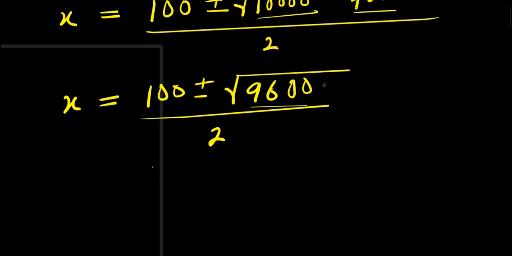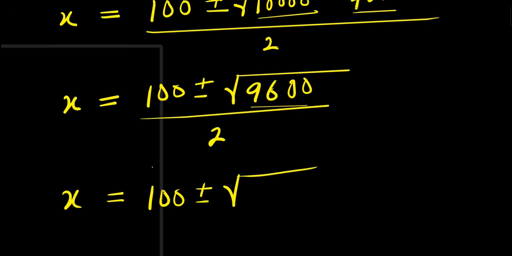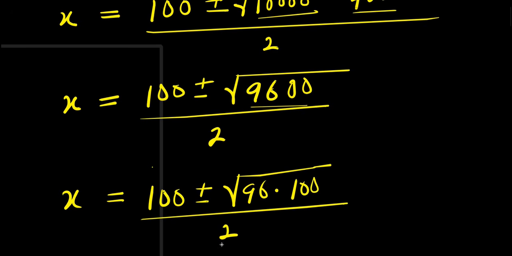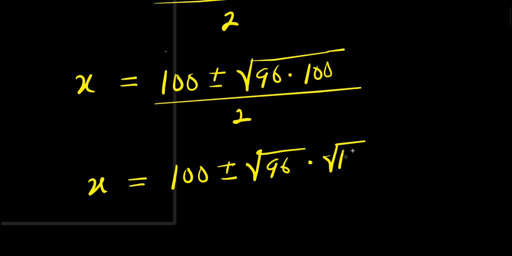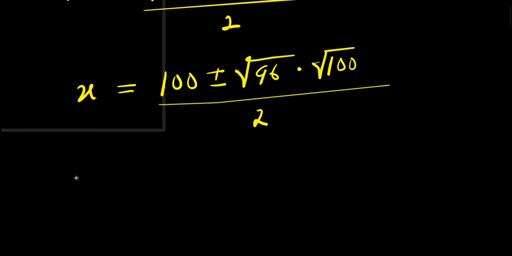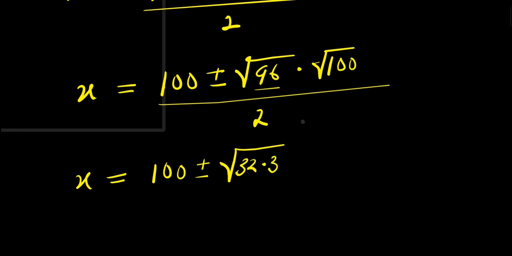Then this is the same thing as having 96 times 100. So we have x equals 100 plus or minus square root of 96 times 100, divided by 2. So from here, we have x equals 100 plus or minus, you can have square root of 96 times square root of 100, divided by 2. So from here, you have x equals 100 plus or minus square root of 96. I can express this as 32 times 3, that is 96, times square root of 100, that is 10, and this is divided by 2.